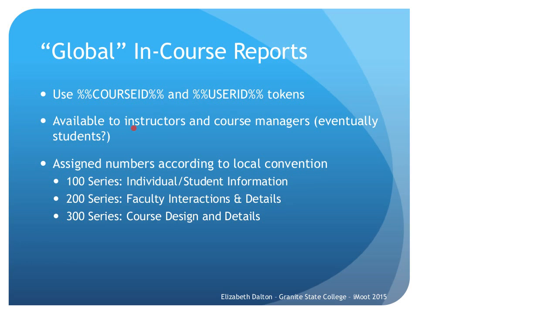We make these available to our instructors and our course managers. I think eventually we'll be making them available to students. And we've created a local naming convention that just helps keep our reports organized. And this is just in how we choose to name our reports. So our 100 series reports will have individual or student information, 200 series, faculty interactions and details sort of across the course, and the 300 series are course design and details meant for being used during our staging and development process.